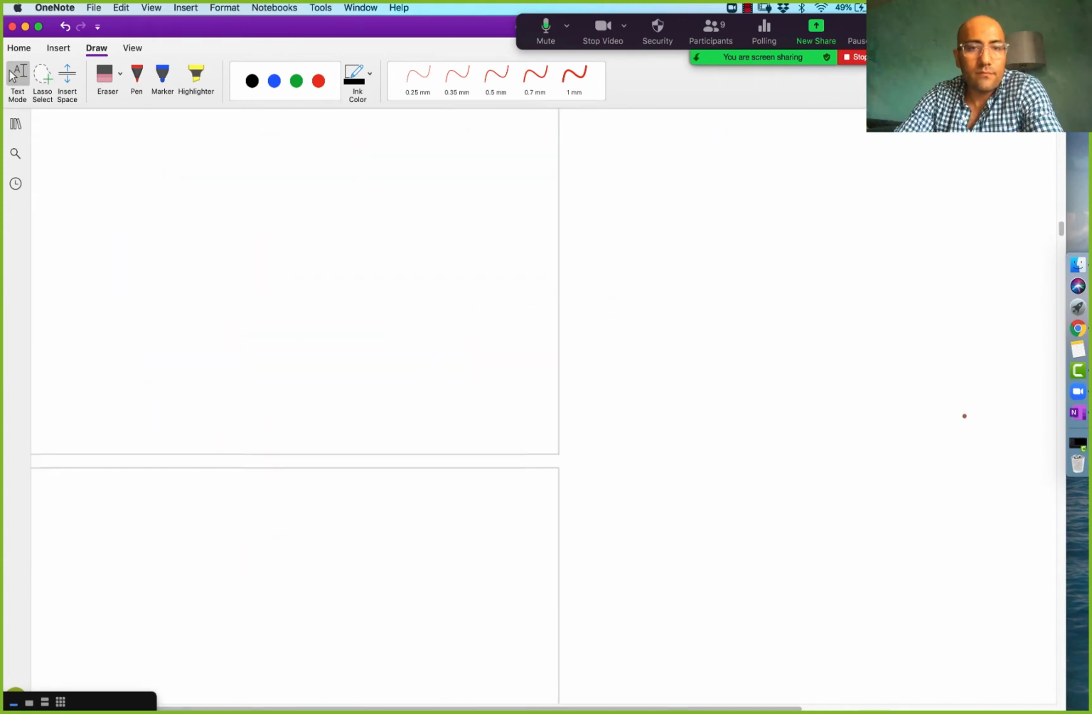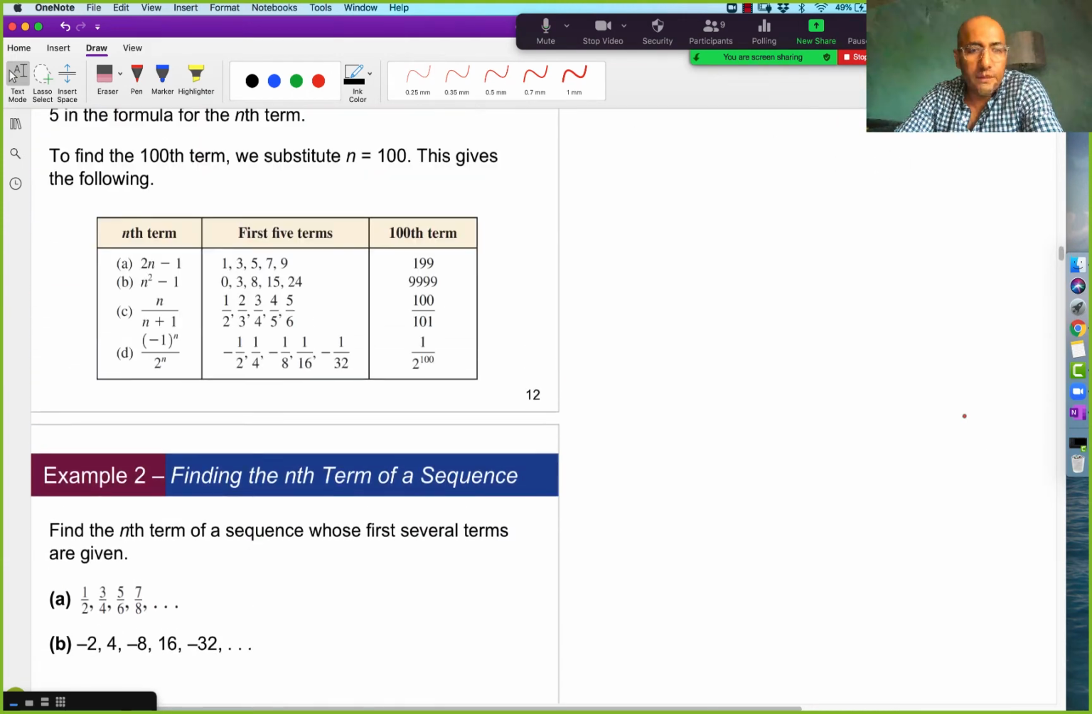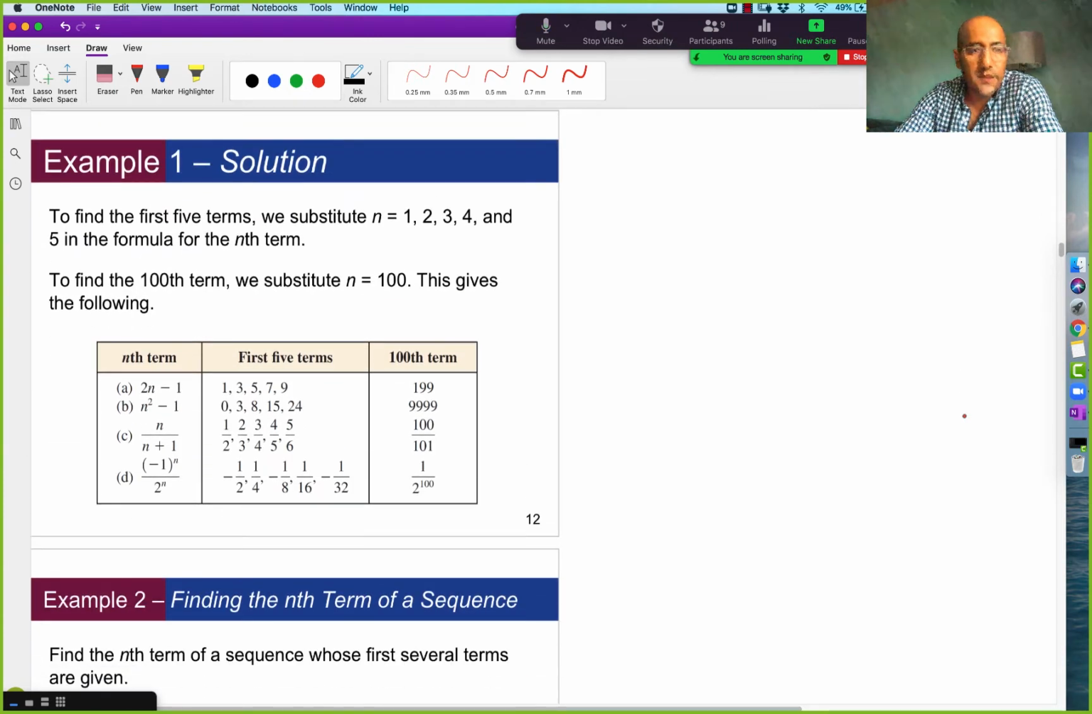Okay, let's see what the author did. Basically the same thing. To find the first 5 terms, we substitute n equals 1, 2, 3, 4, and 5, and then 100 to find the 100th term. So that's basically what we have as well.